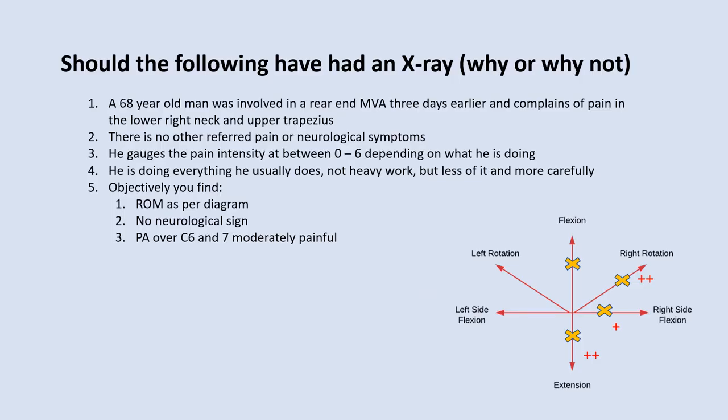An older man in a rear-ender complains of unilateral neck pain and upper trapezius pain. There are no neurological signs or symptoms, and the range of motion is slight flexion loss, moderate rotation and side flexion loss, and a fair chunk of extension loss with pain on 4 of the 6 movements. This pattern is very typical of traumatic arthritis.